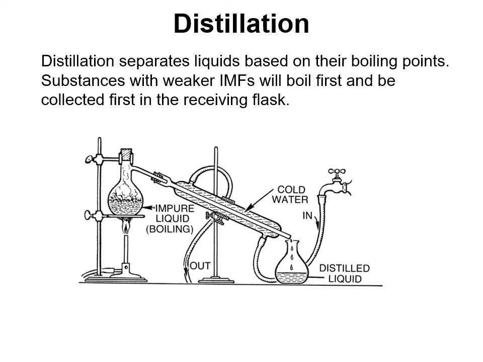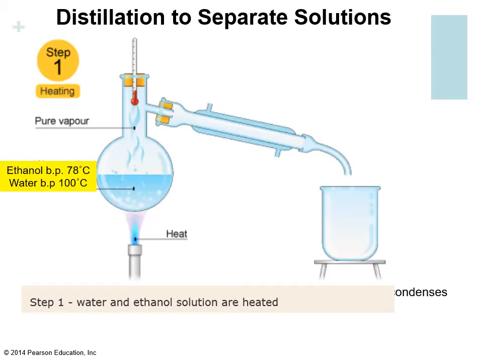This is distillation for AP chemistry. Distillation separates liquids based on their boiling points. Substances with weaker IMFs, intermolecular forces, will boil first and thus will be collected first in the receiving flask. We're going to go into this in a little more detail.